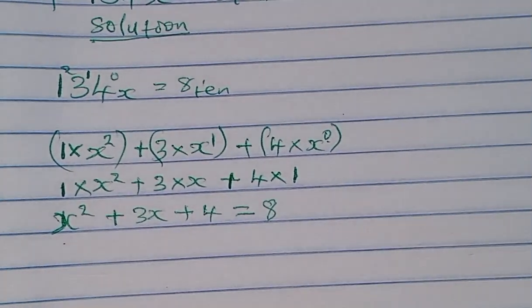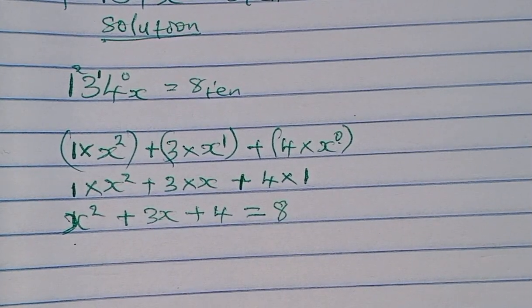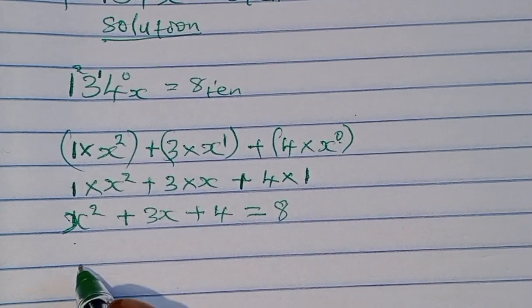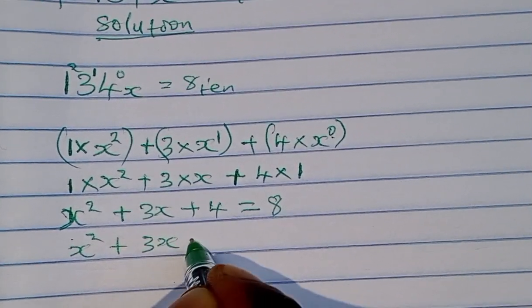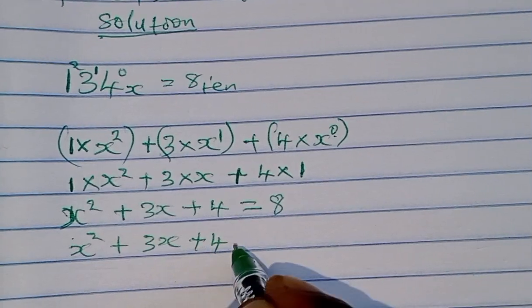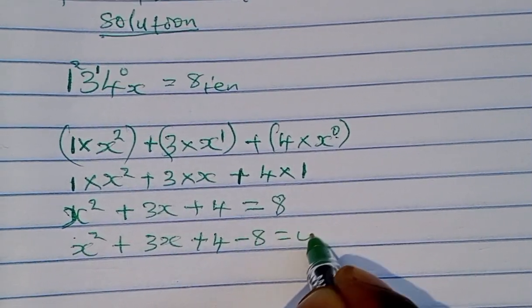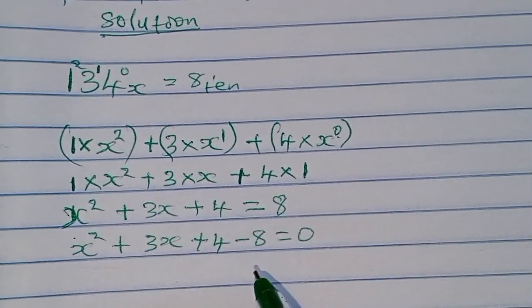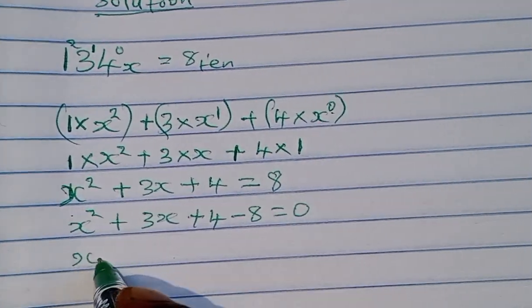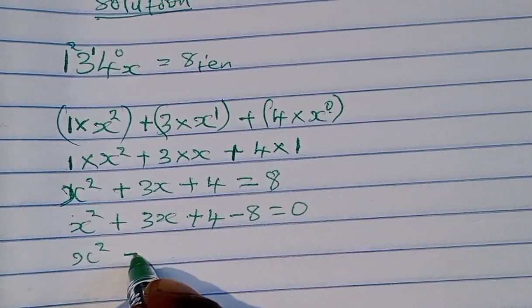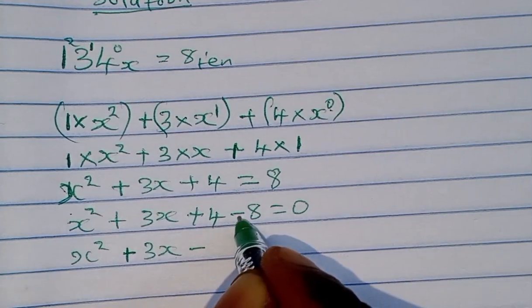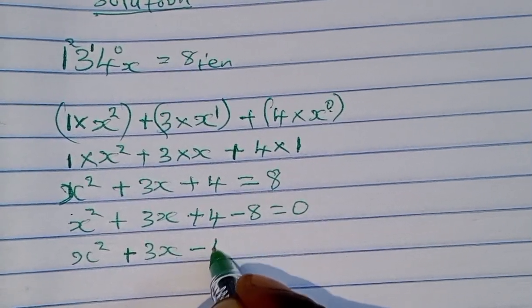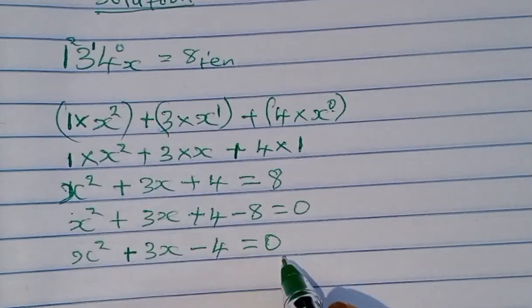So for us to solve it now, this is a quadratic equation already. So this is x squared plus 3x plus 4 minus 8 is equals to 0. The 8 crosses the equality sign to the left hand side, it becomes negative. So we are now having x squared plus 3x, 4 minus 8 is going to give us minus 4, which is equals to 0.